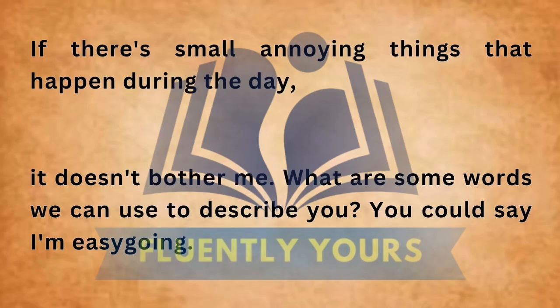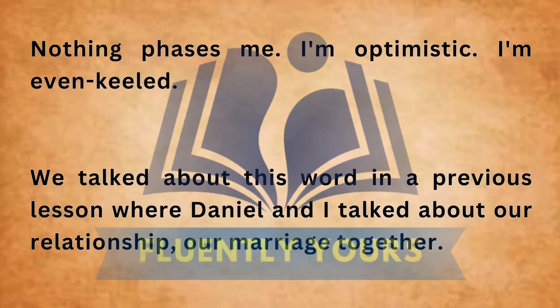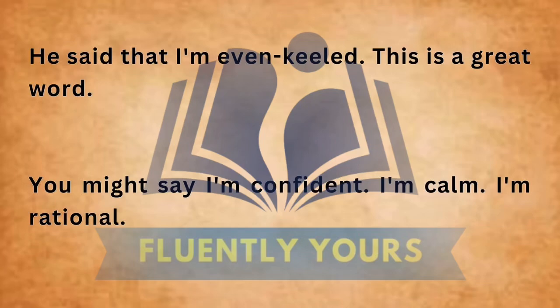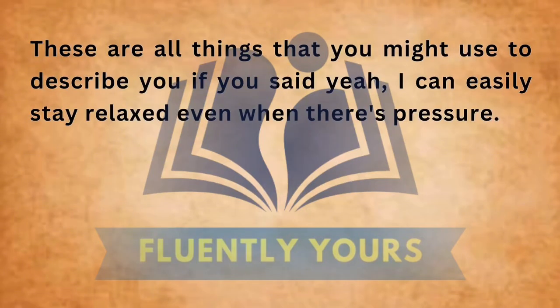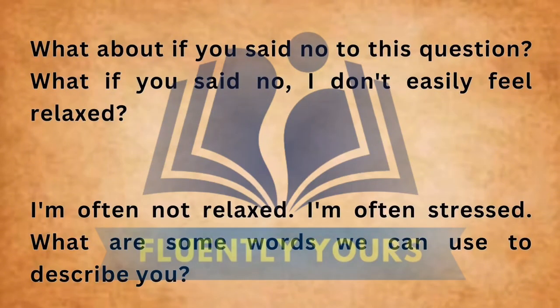What are some words we can use to describe you? You could say I'm easygoing. Nothing phases me. I'm optimistic. I'm even-keeled. We talked about this word in a previous lesson where Daniel and I talked about our relationship, our marriage together. He said that I'm even-keeled. This is a great word. You might say I'm confident, I'm calm, I'm rational. These are all things that you might use to describe you if you said, yeah, I can easily stay relaxed even when there's pressure.